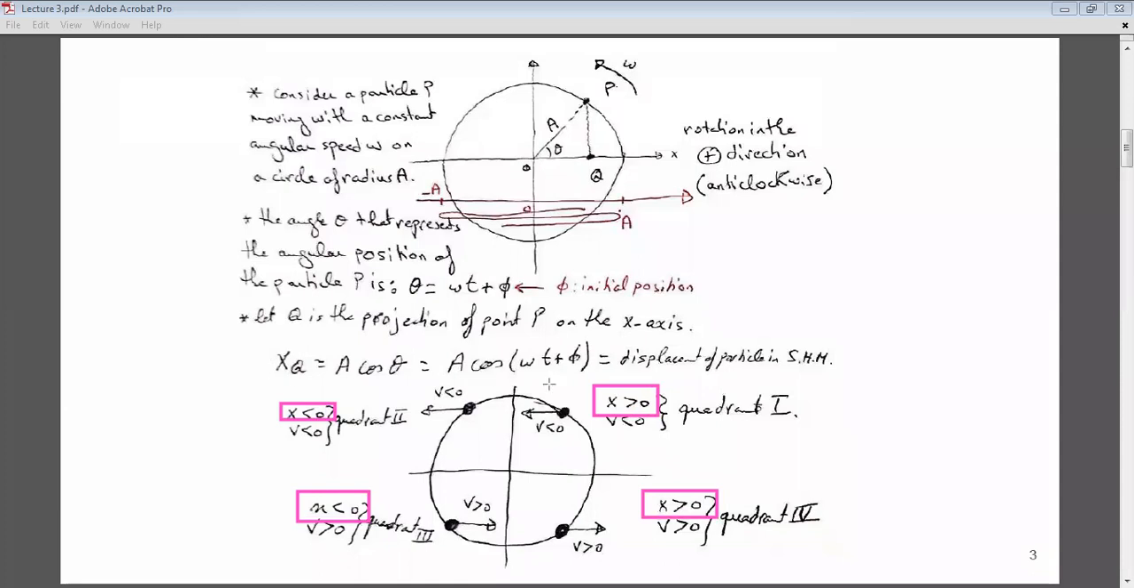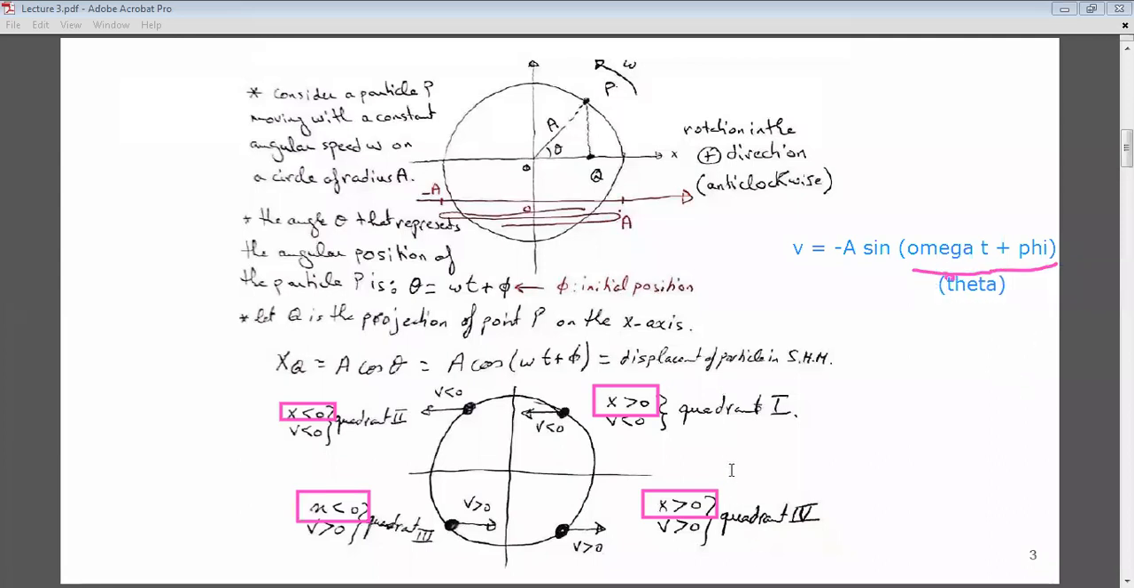Okay, if x equals A cosine(omega t plus phi), how much is V? V is minus A sine(omega t plus phi). Okay, when is V positive? Let's take this angle here to be theta.